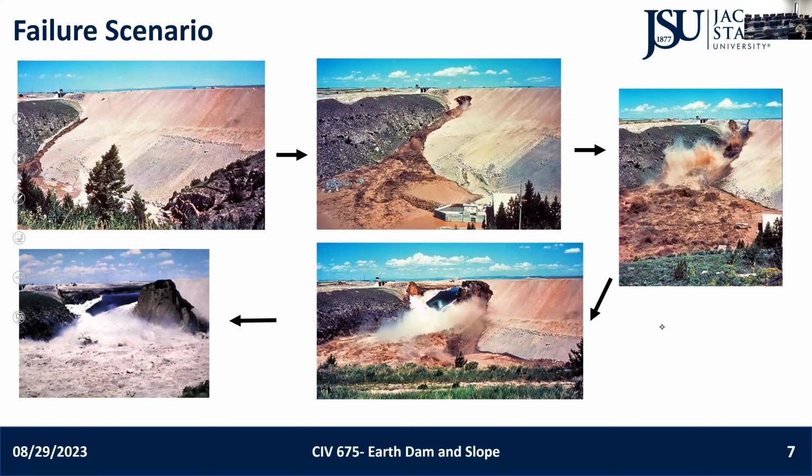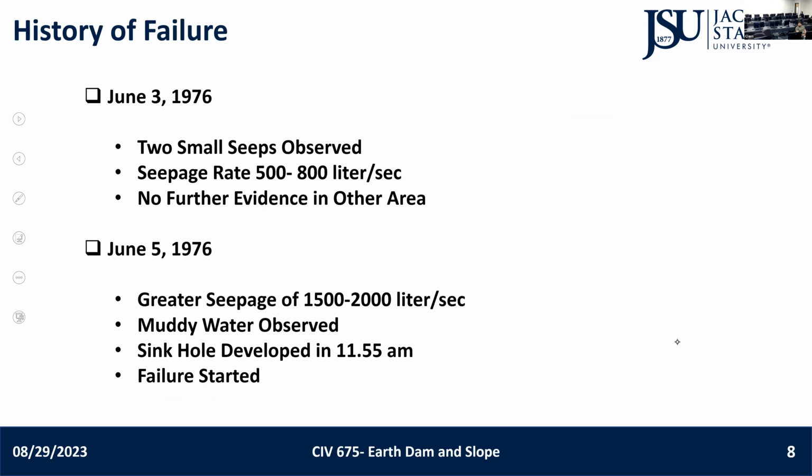The failure started from here to there. So what actually happened was that on June 3, 1976, they observed two small seepages. Usually there is an inspection of the dam every week, so after seeing the two seepages on June 3, they decided to do further investigation twice a week. At that day, the seepage rate was around 500 liters per second, and there was no overall evidence of failure.